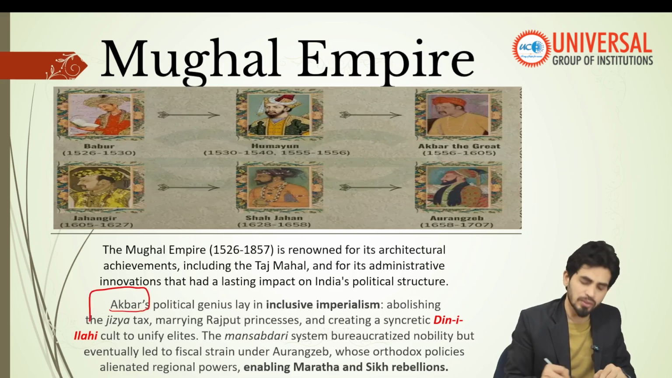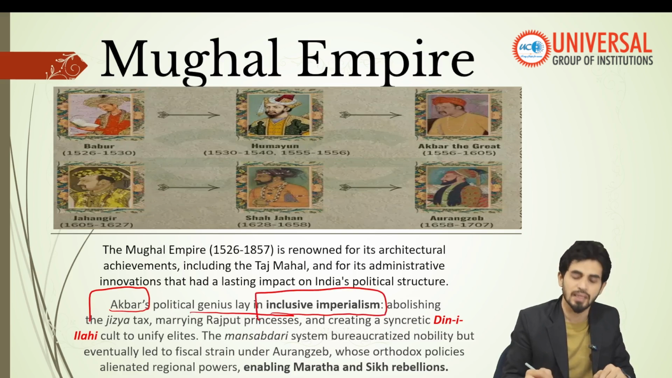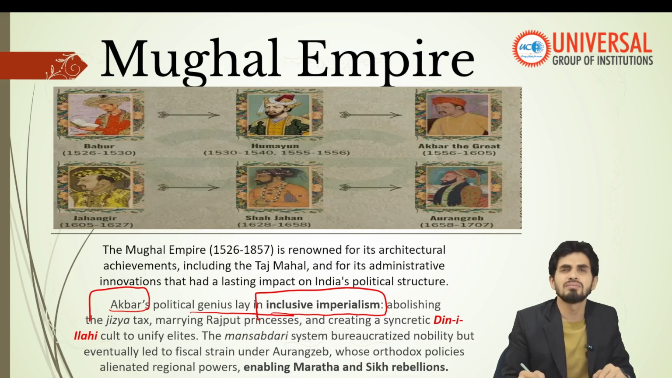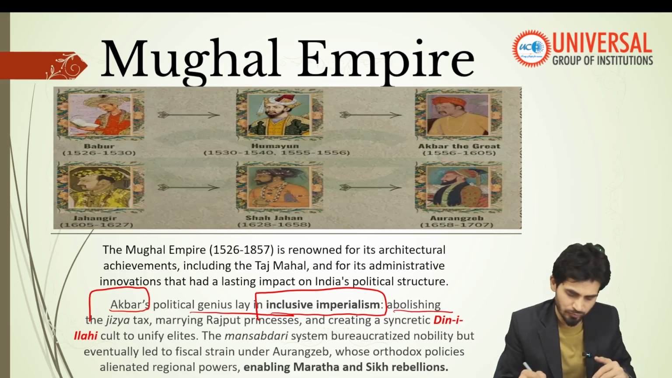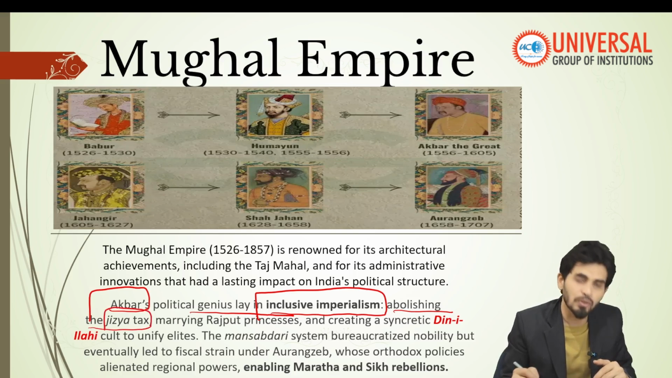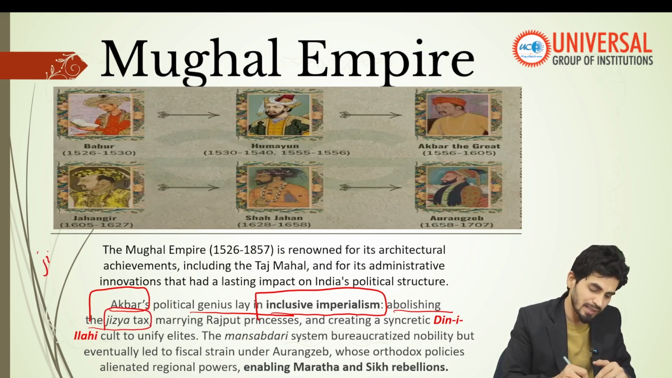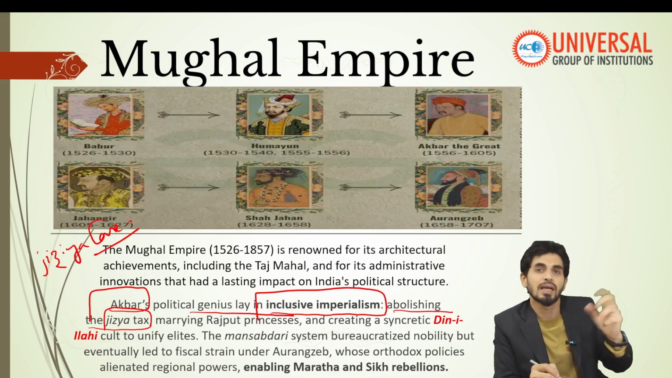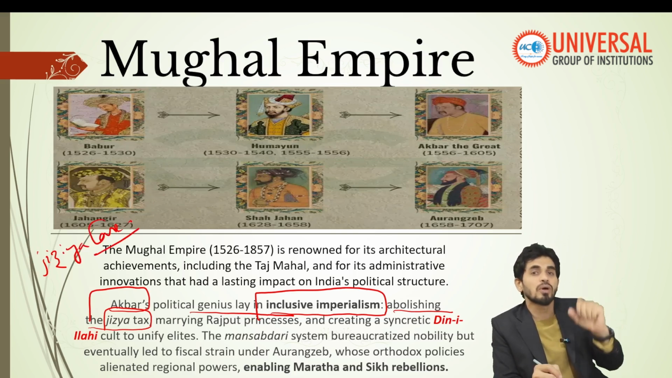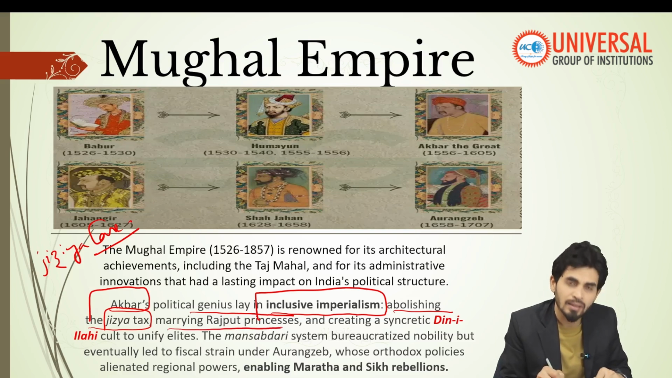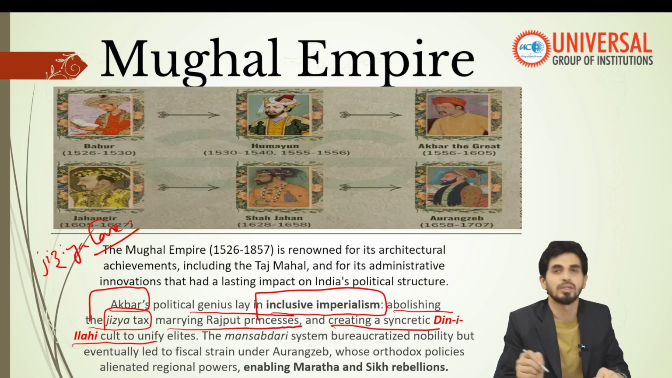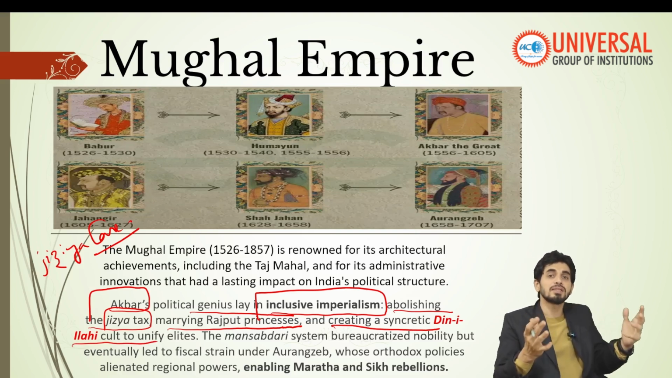Let's see what Akbar contributed to the Indian political system. He introduced something called inclusive imperialism. What is this inclusive imperialism? This is a practice of imperialism, but he was trying to include the people of India by abolishing the jizya tax. What is this jizya tax? Jizya tax is nothing but a tax laid on non-Muslims living in an Islamic ruled state. This was abolished by Akbar, and he also practiced marrying Rajput princesses and creating a syncretic Din-i Ilahi cult. What is this Din-i Ilahi? It is the religion founded by Akbar.